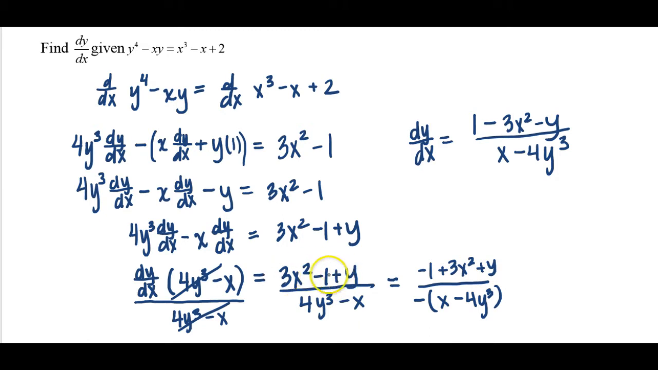I put the negative 1 first, then the 3x squared, then the plus y, so that I can think about if I take this negative 1 and multiply it to the entire numerator instead, this becomes a positive, and then the negative 1 here distributes to every term, and that's where the 1 minus 3x squared minus y part comes from, and on the bottom, the x minus 4y cubed.